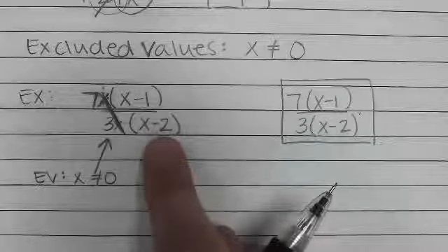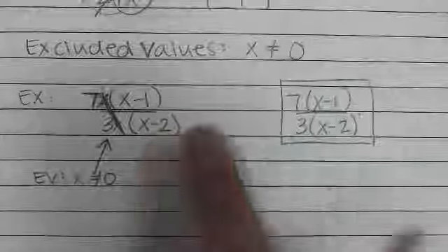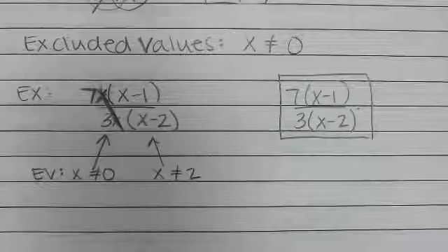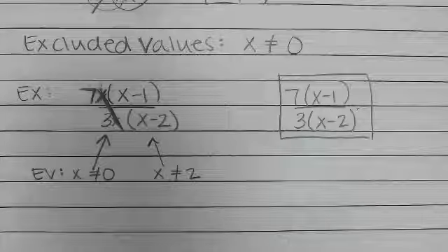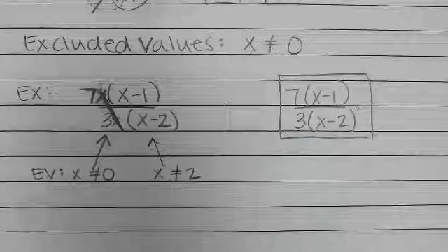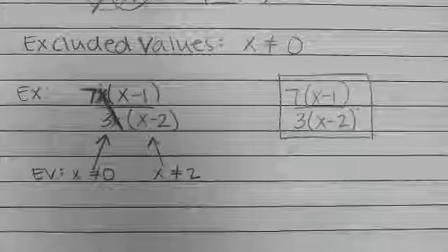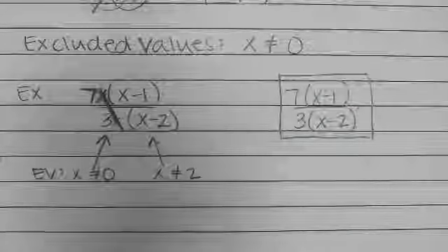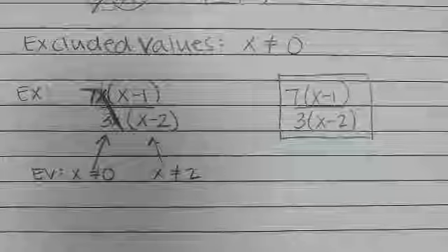What's the excluded value for the other one? 2. Yeah. So for this one, we're going to say x cannot equal 2. So you can plug in 5 in this problem, you can plug in -1, you can plug in -3, you can plug in 19 million, you can plug in all sorts of things, you just can't plug in 0 and you can't plug in 2. Because it would make your calculator give you an error message.